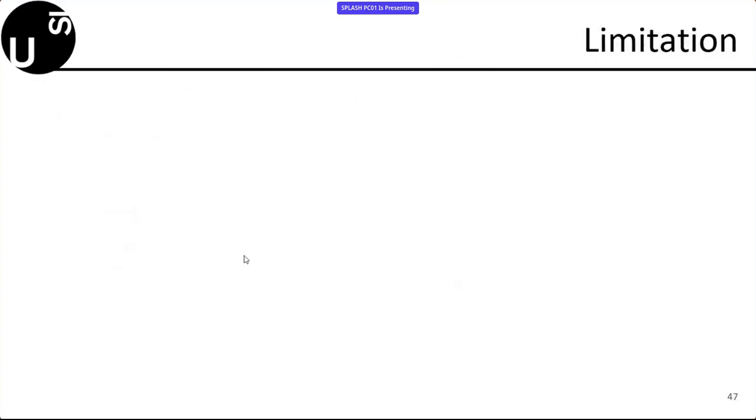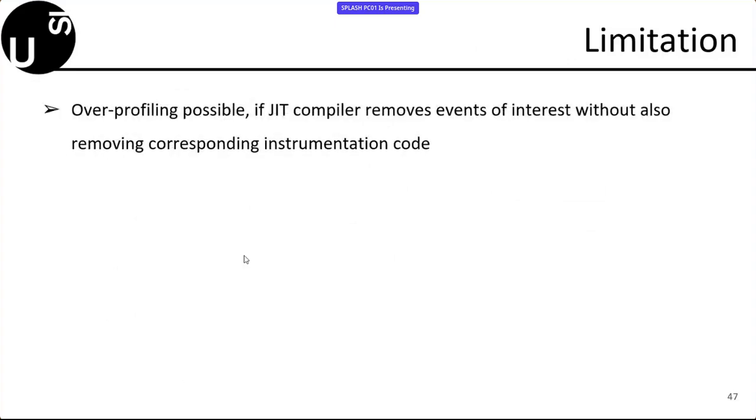Before concluding, I would like to briefly describe the limitations of P3. So one limitation is that, unfortunately, the tool can over-profile some metrics, and this happens if the just-in-time compiler removes some events of interest without also removing the corresponding instrumentation code. Unfortunately, this is a well-known limitation of any profiler relying on bytecode instrumentation. There are ways to alleviate this problem, and we are now implementing or better integrating these ways to try to lower this limitation, at least for some metrics.